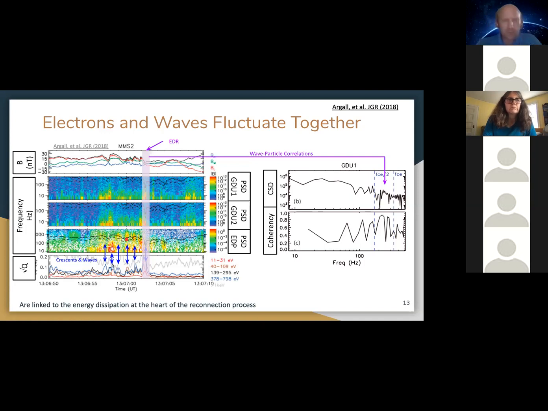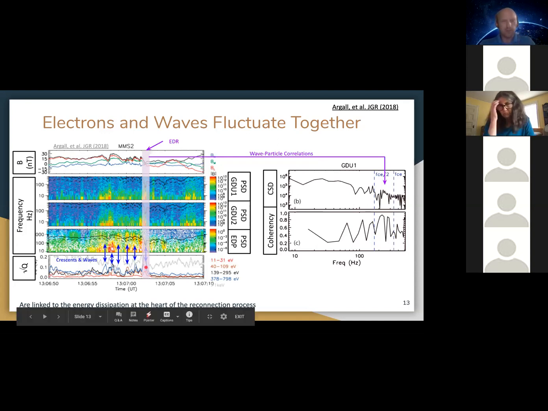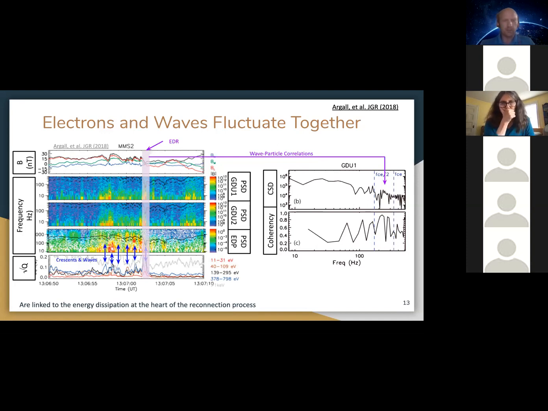With high time resolution, we can look for individual wave-particle correlations between the waves and the electron fluxes. And with the EDR, we look for interactions between waves and particles, and we find very coherent wave power with EDI electrons and with the electron waves. So the processes in the EDR that create the crescent shapes are also associated with wave activity and wave-particle interactions, showing a very complex set of energy dissipation processes at the heart of the EDR.